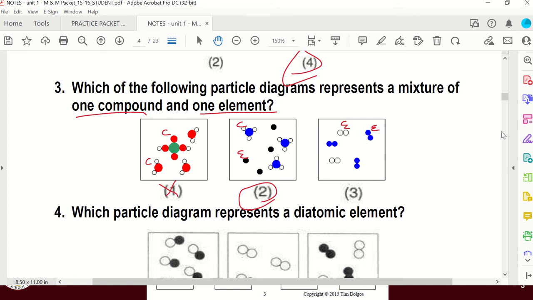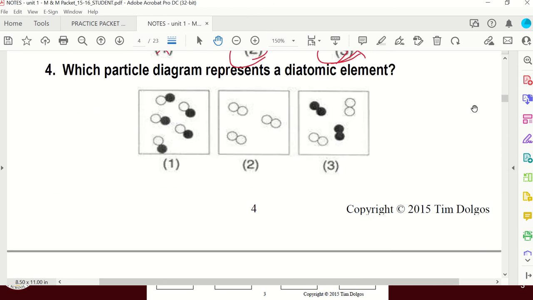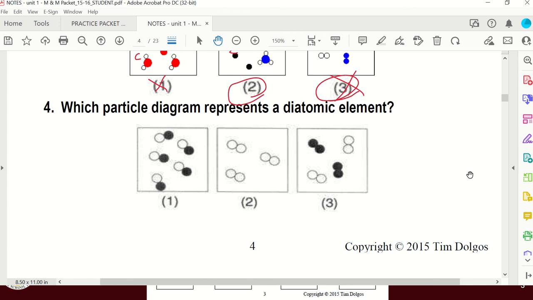Could be like salt water. So this is a compound in its entirety, but it does not contain one compound and one element. It's just basically two different elements. Oh, sorry, I just said it's not, and I circled it. Okay, which particle represents a diatomic element? A diatomic element would be, hopefully you recognize it, this one.